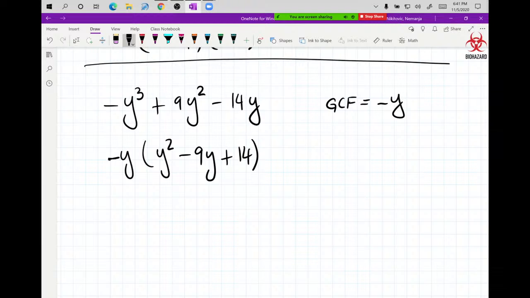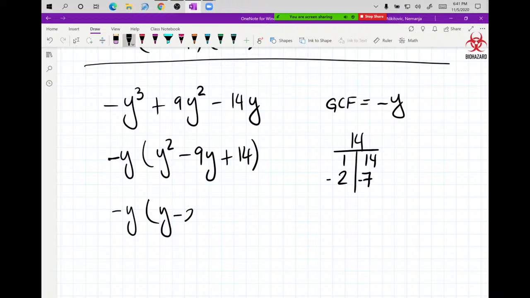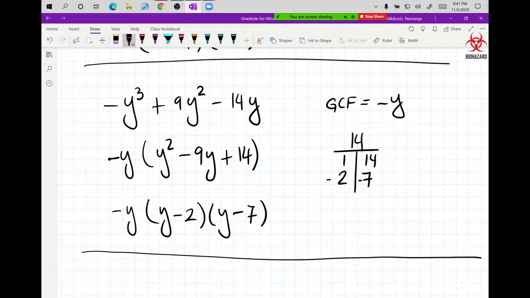So once we do the GCF here, which is always something that we would try to focus on first, then we can go and find factors of 14 as 1 and 14, 2 and 7, and then both of them being negative to make that negative 9. So ask a question if you don't understand any of this, any part of this.